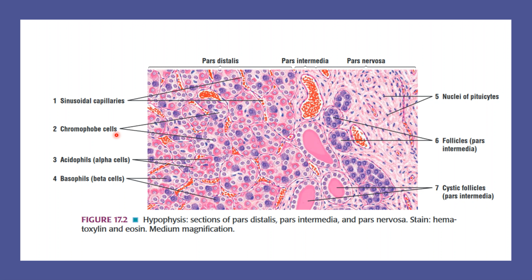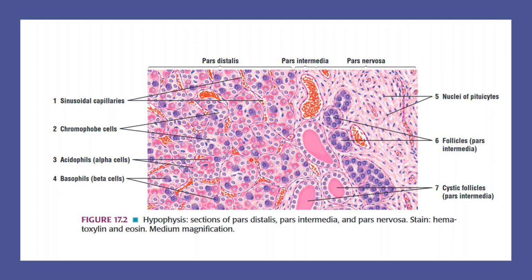In addition, in between the clusters of cells, we have fenestrated capillaries. Of course that is the striking feature of any endocrine gland. You will have clusters or cords of endocrine cells, and in between the cells you will have fenestrated capillaries. Already we know that in endocrine glands the secretions are directly poured into the circulation. That's why we have a lot of fenestrated capillaries here.